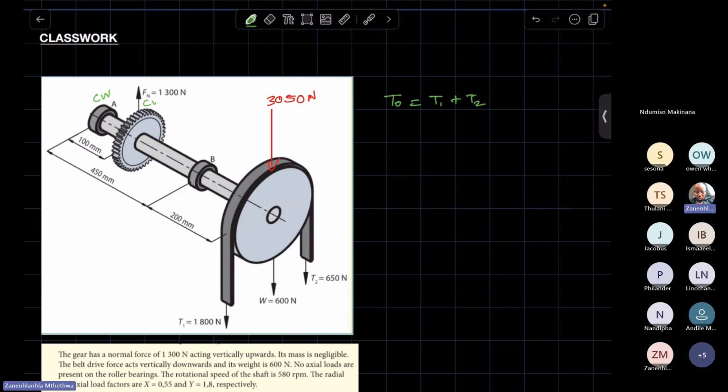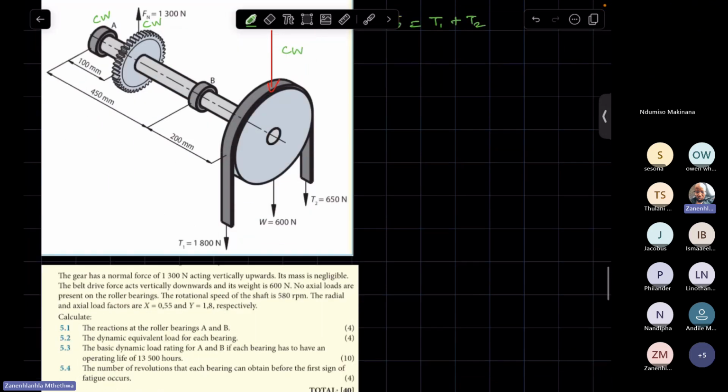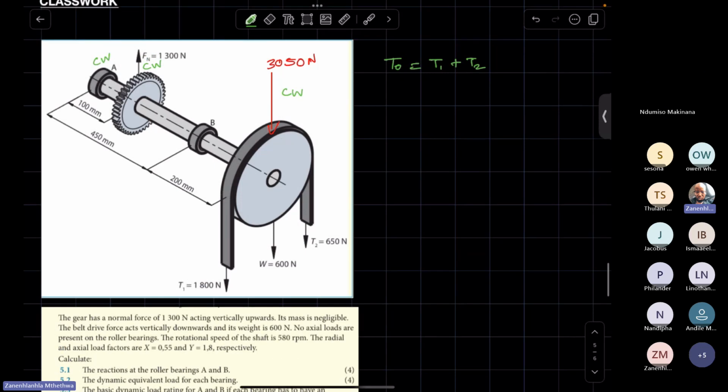And then we have the 3050 newtons. It is pointing downwards. So the turning effect that this is going to have is in this direction. Would you say that is clockwise or anti-clockwise? Clockwise, beautiful. So this one is clockwise as well. So all of the forces, when taking moments about B, have a clockwise turning effect. So we have zero anti-clockwise moments.